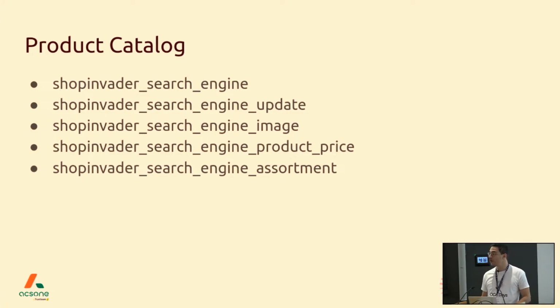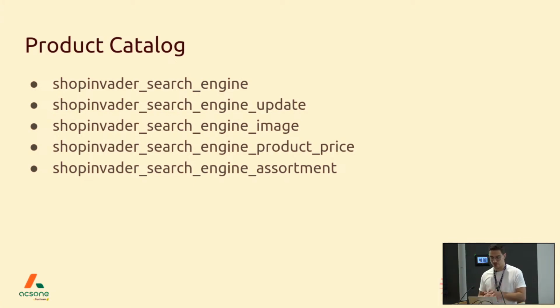To add the URL of the images, you have Shopinvader Search Engine Image. Then Shopinvader Search Engine Product Price. This is an example of something you can use to add the price to your product. You can imagine many ways to compute and get the prices. This is the most simple way. You just configure a price list, and then all the prices of your products will be computed based on this price list. But if you have more complex needs, yes, you can look for other modules or develop your own module for the price.